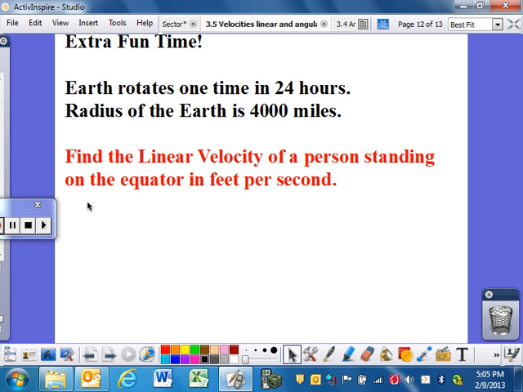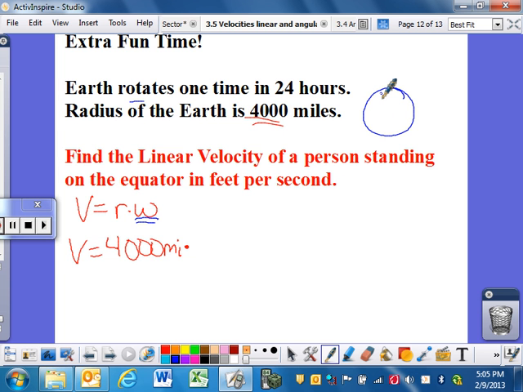So if I'm asking you to find linear velocity, all right, I'm telling you the radius of the Earth is approximately 4,000 miles. Now, I know it's like 3,963 or 92 or whatever it is, but we're just going to say 4,000 for simplicity's sake. And then, what's my angular velocity of the Earth? I say it rotates one full revolution, one time all the way around in 24 hours. One revolution in 24 hours.